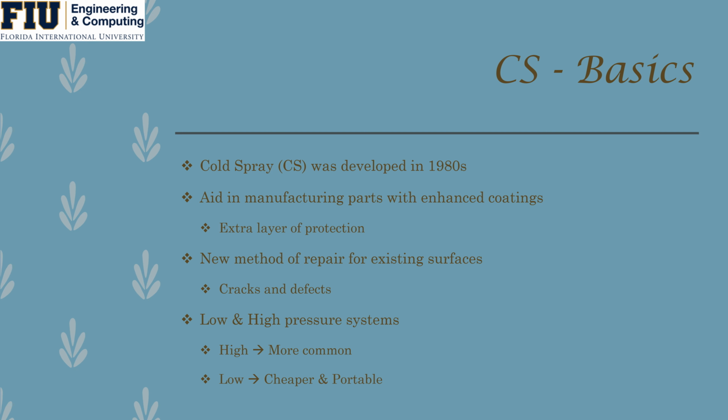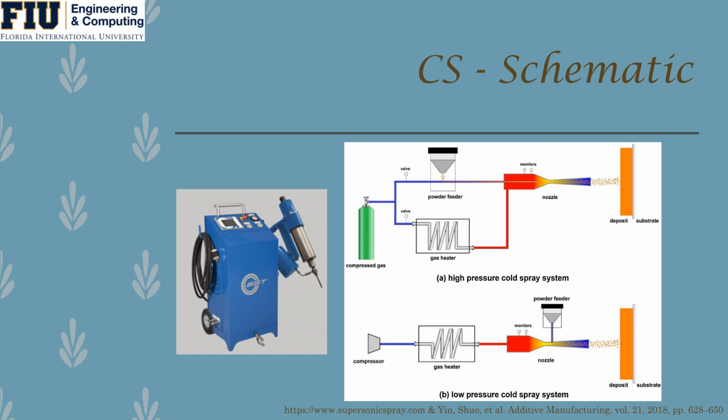The cold spray system can be divided into two systems, the low pressure and high pressure systems. The high pressure system is the more common and is used in cold spray additive manufacturing, while the low pressure is the cheaper and more portable one.